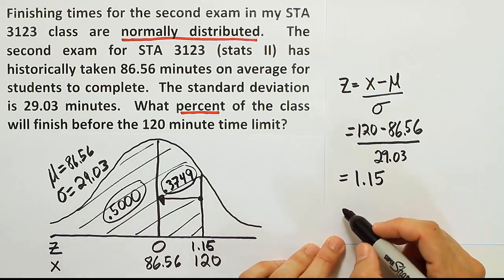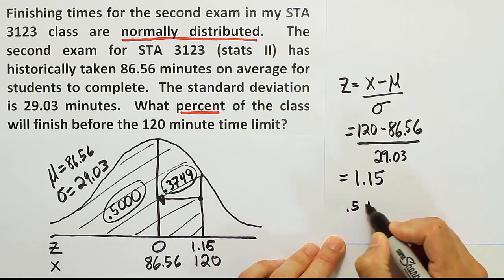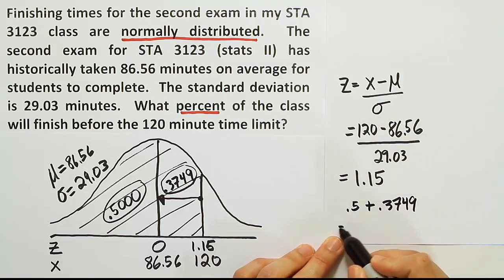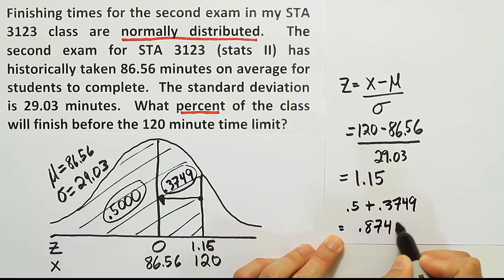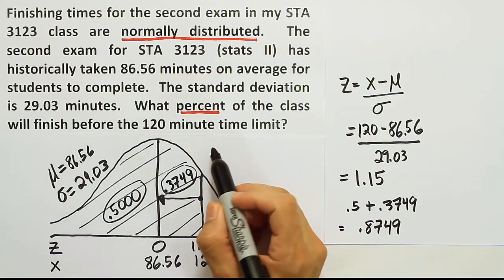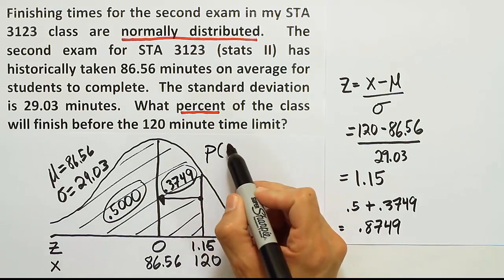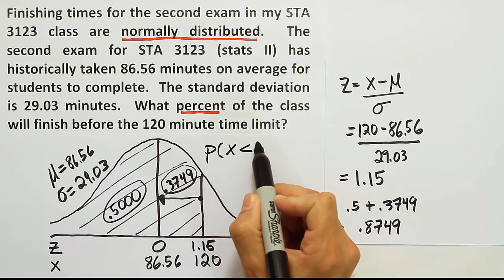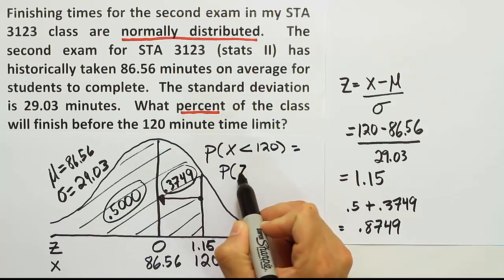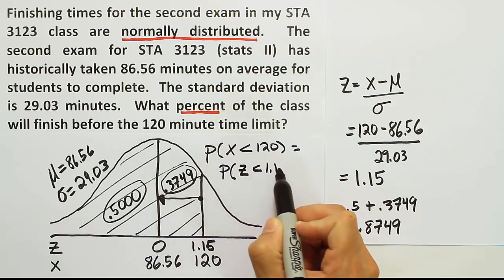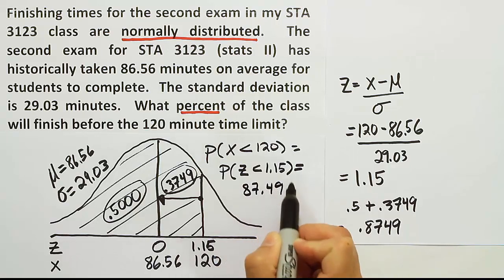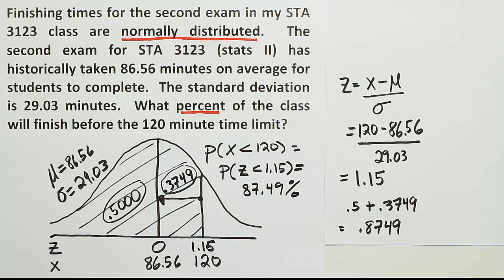So the final area then is going to be 0.5 plus 0.3749, and of course that gives us a total of 0.8749 or 87.49%. And if we're to write this out in a probability statement, we'd say the probability that the student takes less than 120 minutes to finish is the same as the probability that a z-score is less than 1.15, and that is ultimately 87.49%. And there's the result. There's the solution.